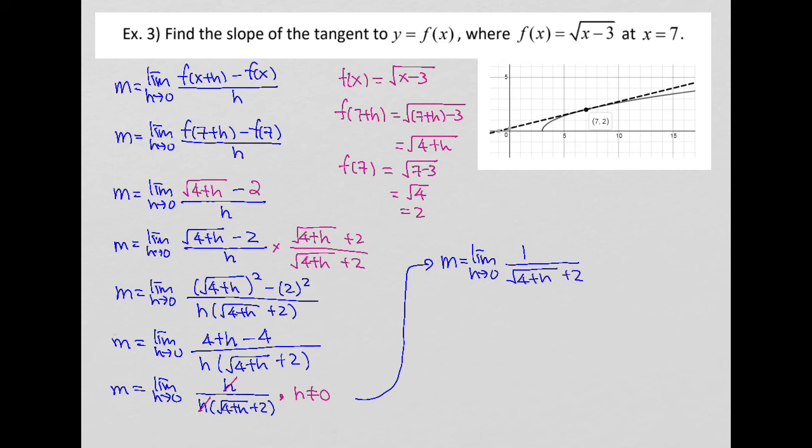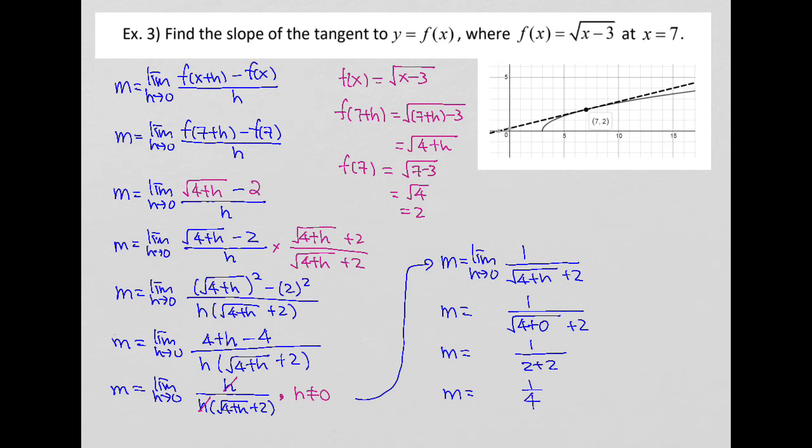And at this time, we can think about whether or not we can put 0 into the h in the denominator. So if we put 0 into the h in the denominator, we're going to have the square root of 4 plus 0, which is the square root of 4, which is 2. And 2 plus 2 is 4. So the denominator does not become 0. That means we can do direct substitution to find the limit now. So slope equals 1 over the square root of 4 plus 0 plus 2. Since we substitute 0 into h, there is no more limit. So 2 plus 2, slope is going to be 1 over 4.